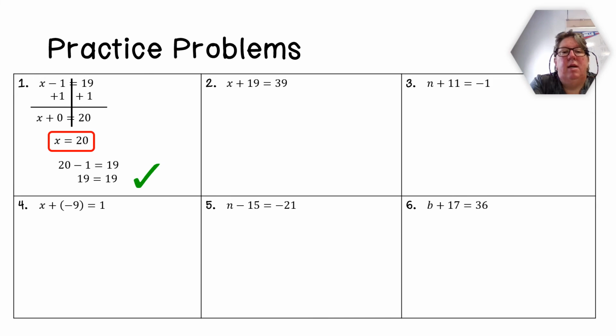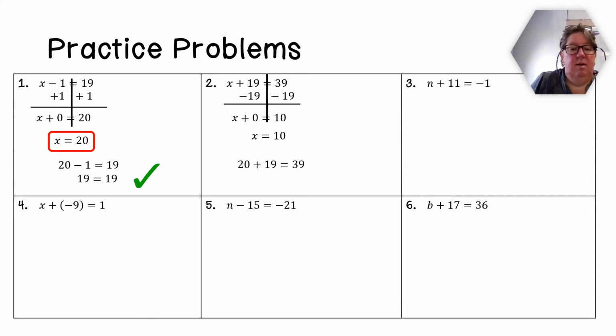Problem number 2, x plus 19 equals 39. So how do we turn that 19, that positive 19, into a 0? We're going to subtract 19 from both sides. And when we do, we get x plus 0 equals 20. That is a typo in what's written. So then we have x equals, and it should be 20. So, right, x is really 20.